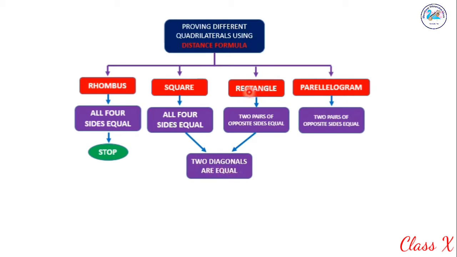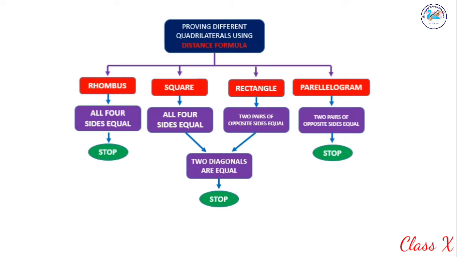In case of a rectangle also, first you have to prove that 2 pairs of opposite sides are equal. In addition to that, you have to prove that the 2 diagonals are also equal. That is enough for square and rectangle. In case of a parallelogram, proving that 2 pairs of opposite sides are equal is enough, and we can conclude that the given points form a parallelogram.